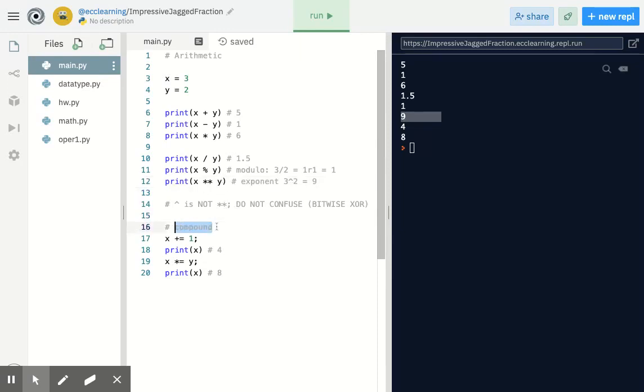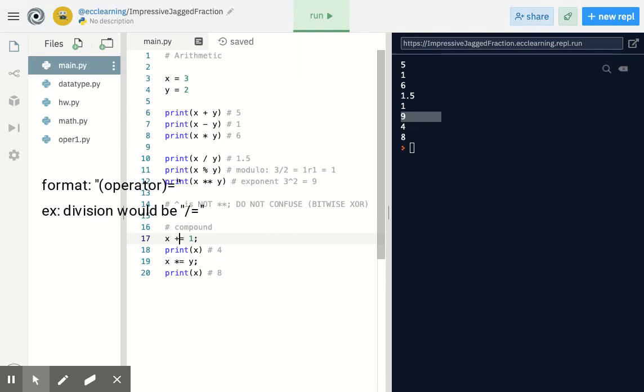And we're going to be talking about compound operators, which combine both the assignment operator and whatever other operator that requires a calculation. So you can do it with bitwise, but most of the time you do it with arithmetic.